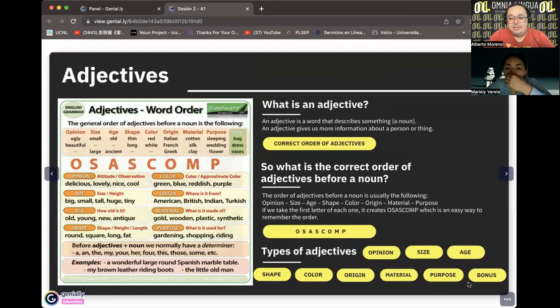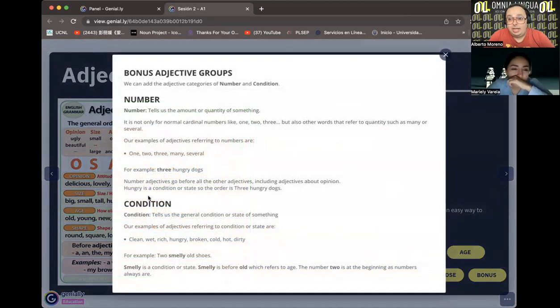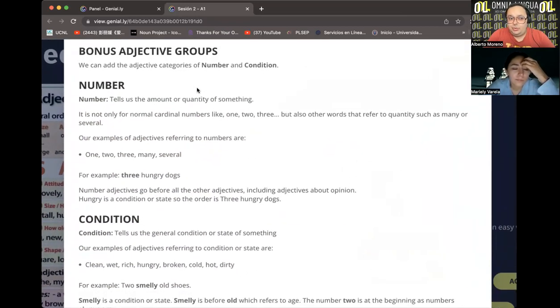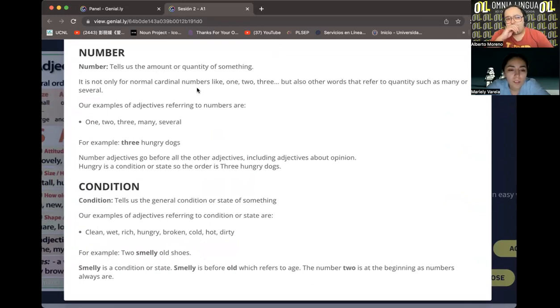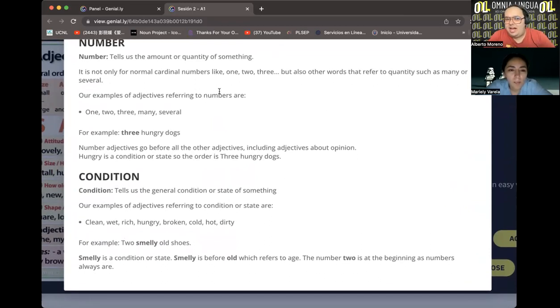Okay. Then we have the bonus ones, which are number and condition. And well, the bonus adjective groups are number and condition. So, numbers tell us the amount or quantity of something. Examples of these words are the numbers 1, 2, 3, but also words that refer to quantity, such as many, much, several, some, few, little. For example, 1, 2, 3, many, well, the example says in here, 3 hungry dogs, many hungry dogs, 4 hungry dogs. Okay, so the number is the number or the quantifiers, I mean the words that we use to count. Many, several, much, few, little, etc.